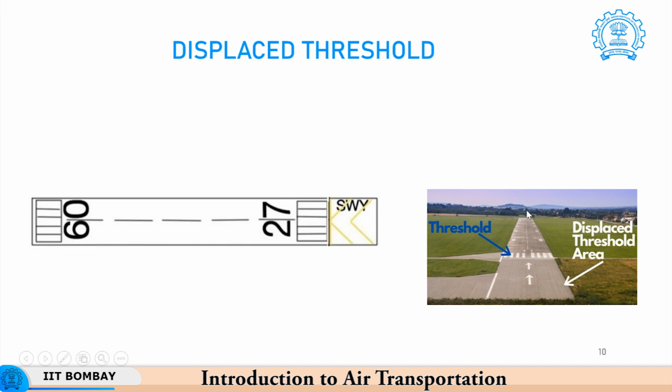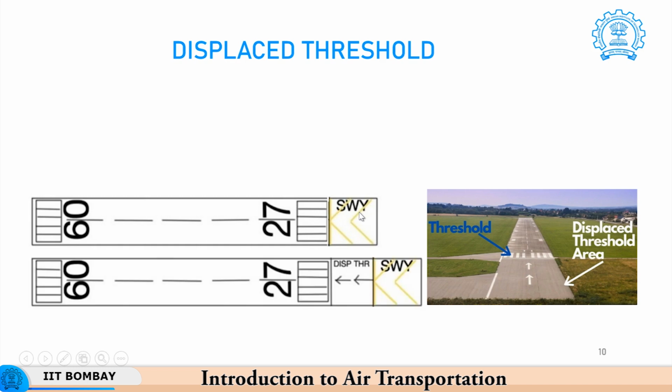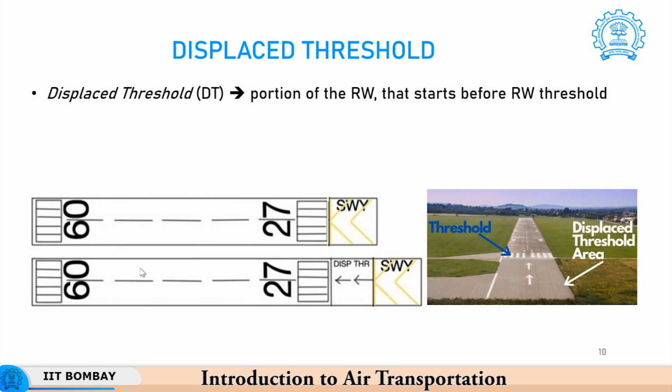right. So, this is an example of the original runway with a stopway. You could have a displaced threshold like this with a stopway after that, or you may try to put a displaced threshold also within the stopway. So, the displaced threshold is the portion of the runway that starts before the runway threshold. It is available for takeoff, but not for landing.